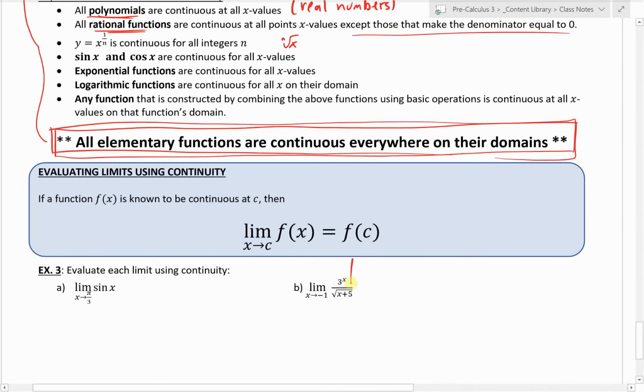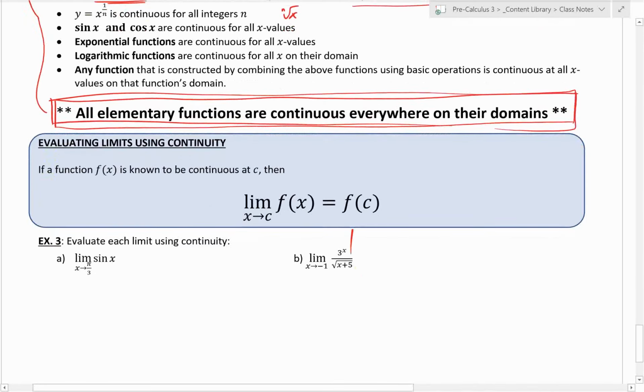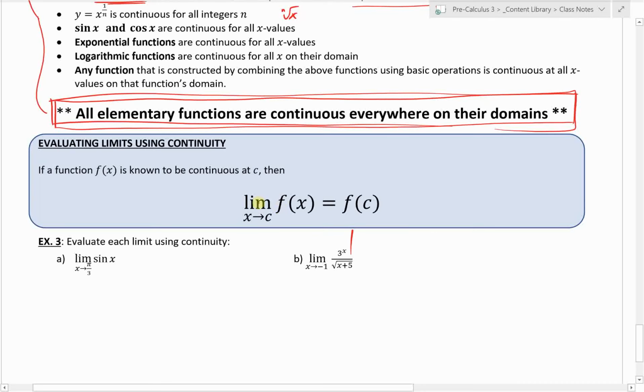And now why is that a big deal? Well, that means that when we're trying to find limits, if we're trying to find a limit of a function that is known to be continuous, all we have to do is find the function value, and that will definitely be equal to the limit. In other words, if I want to find a limit on a continuous function, all I need to do is find the function value at that point.